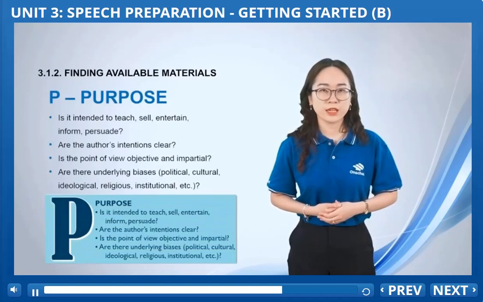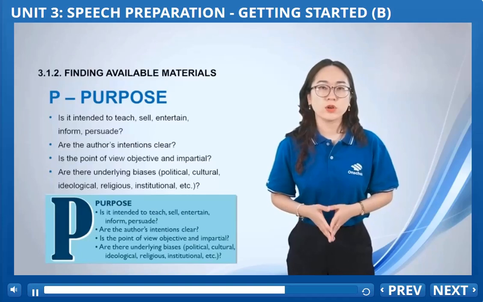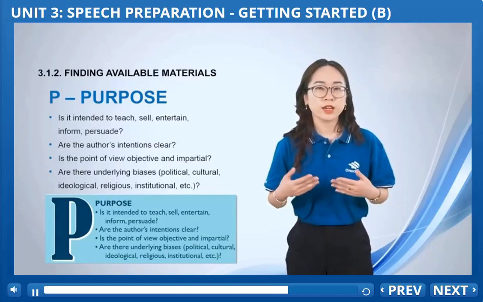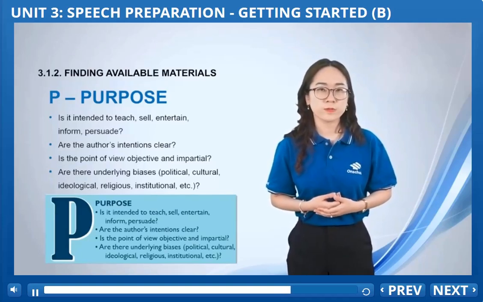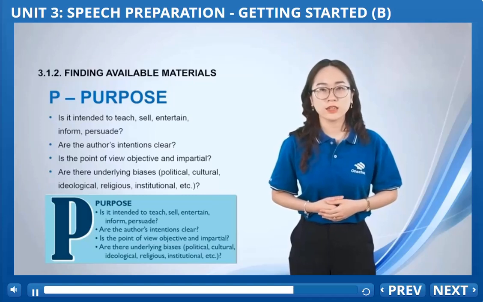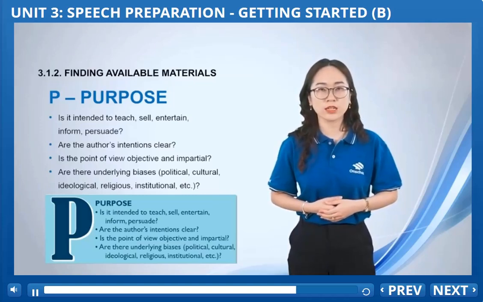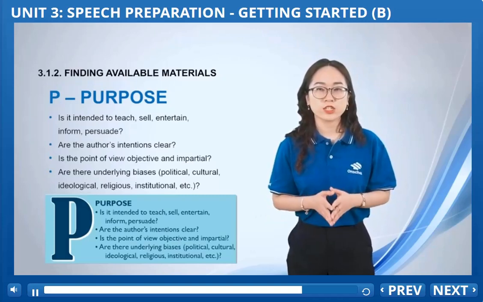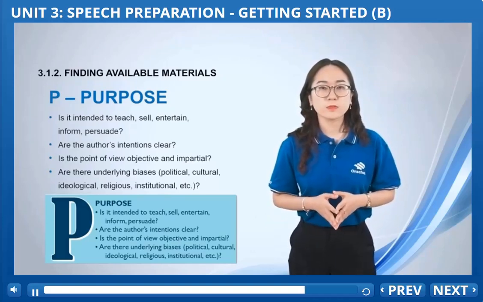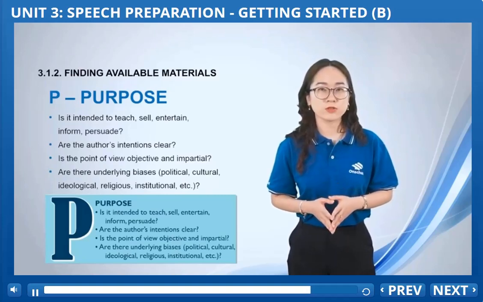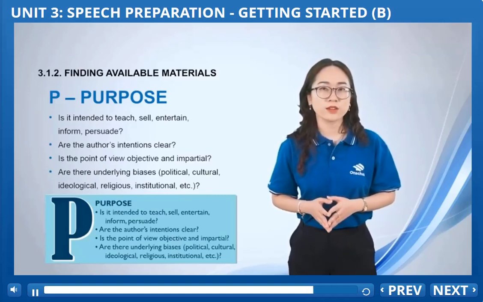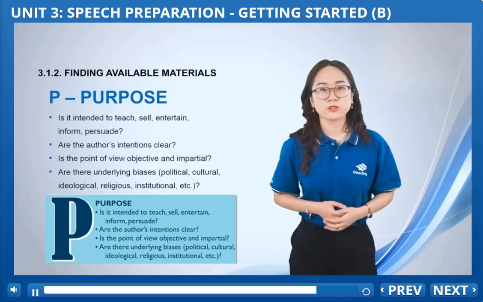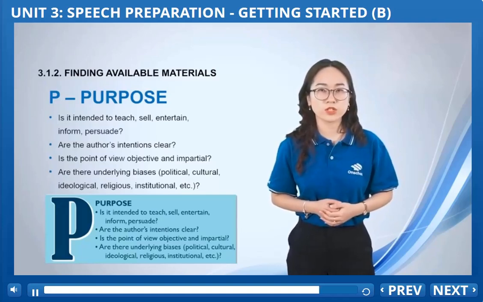The next P is for purpose. So you can consider these questions. Is it intended to teach, to sell, to entertain, to inform, or to persuade? Are the author's intentions clear? Is the point of view objective and impartial? Are there underlying biases like political, cultural, ideological, religious, institutional, etc.?